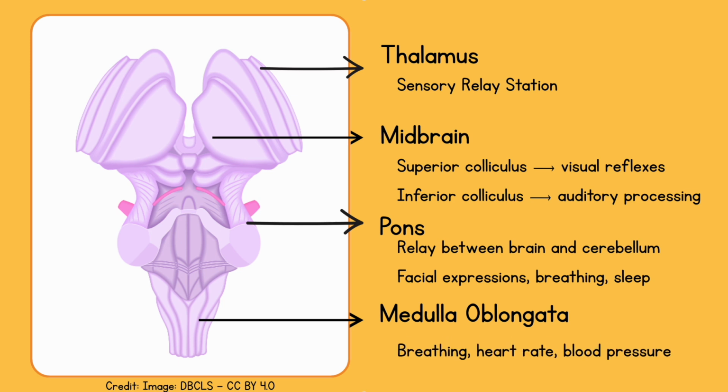And the medulla oblongata deals with your autonomic functions. Those are breathing, heart rate, blood pressure. These are things that are vital to your survival. So damage to the medulla oblongata typically leads to a quick death.